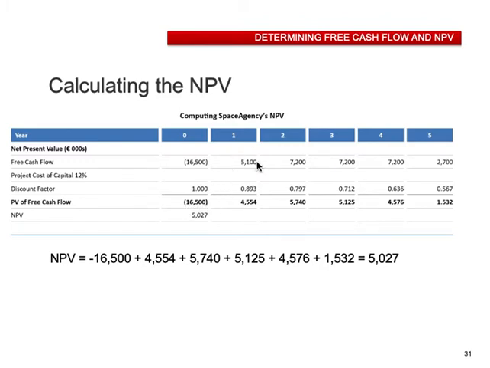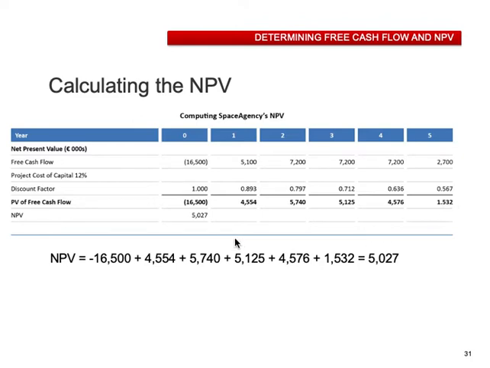The cash flow in year 1 is 5.1 million. The present value of that is 4.5 million. So in other words, the equivalent value today of the cash flow in year 1 is going to be 4.554 million. And let's have a look at the last one. In year 5, we have a cash flow of 2.7, but the equivalent present value of that particular cash flow is going to be 1.532 million.